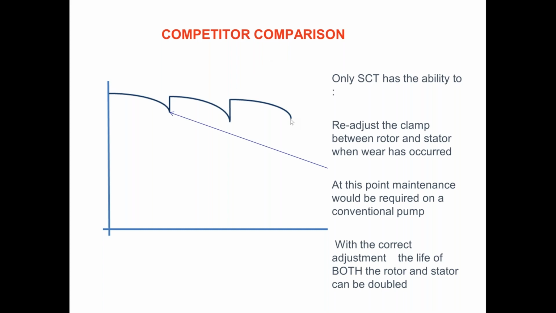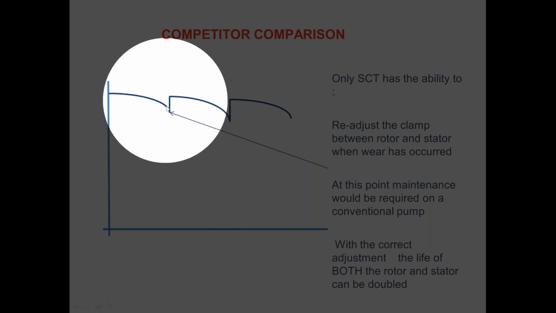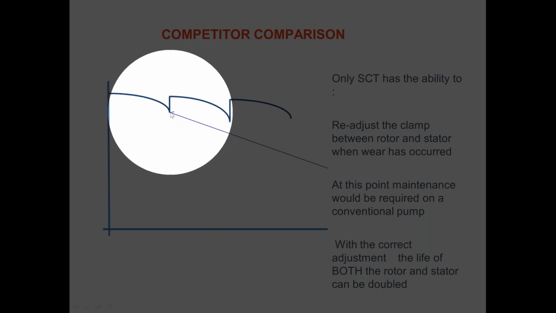When you look at how this design has increased the life of progressive cavity pumps, typically at this original loss in flow, at this set point right here, conventional progressive cavity pumps would have to either be sped up per RPM to overcome a certain flow, or the rotor and stator have been compromised and need to be replaced.